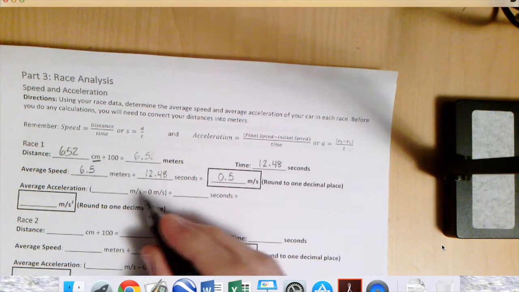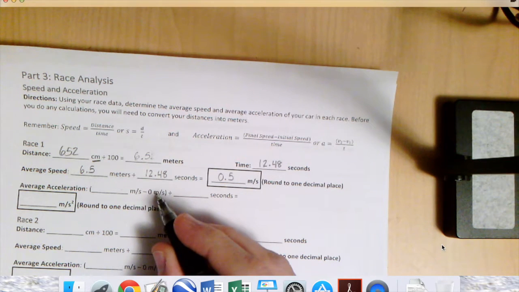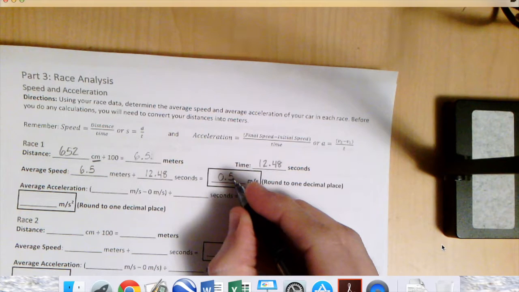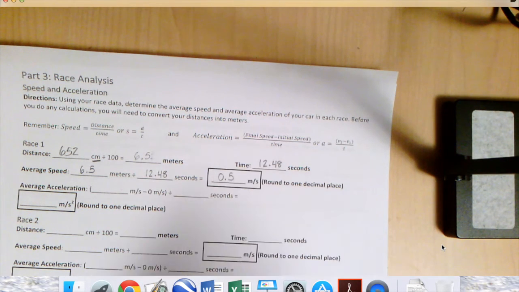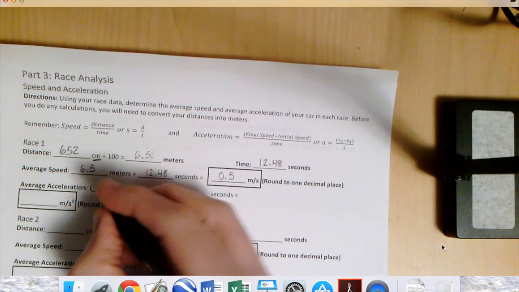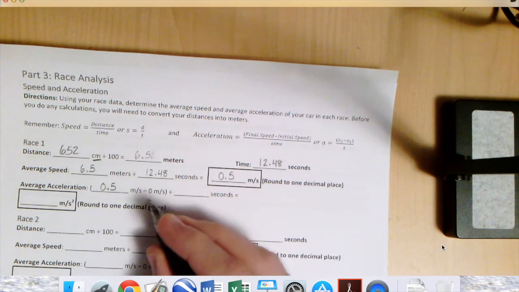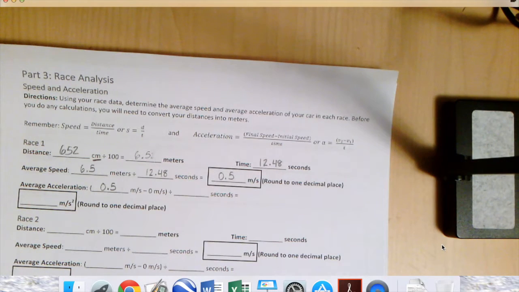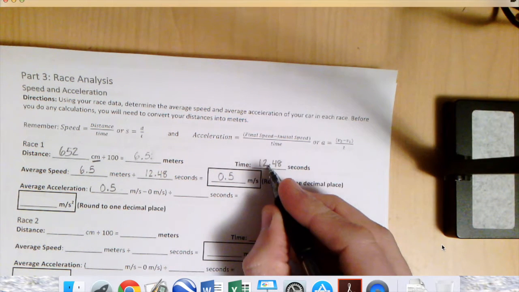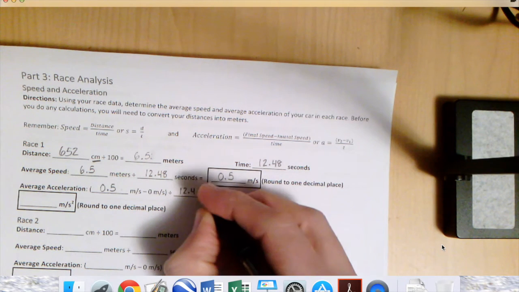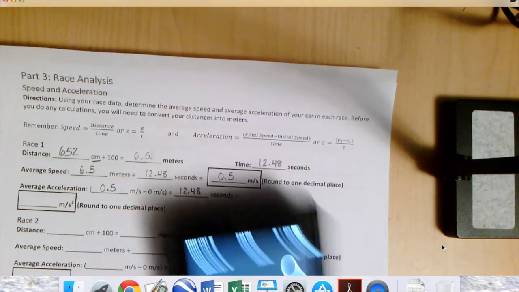So this is a 2-step problem. We have our speed of 0.5. That's our final speed, the average speed of it. We're going to put in 0.5. 0.5 minus 0, of course, is 0.5, divided by this time, 12.48. Our number is going to be really small, so we might break our rule of 1 decimal place.